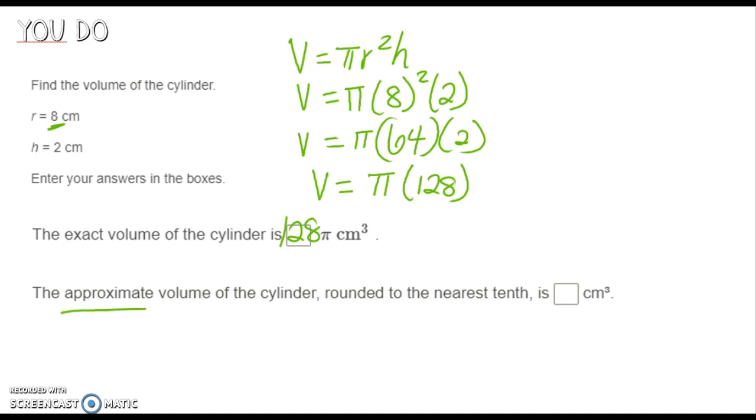Our approximate volume rounded to the nearest tenth, we're going to multiply that by pi, and you should get approximately 402.1 centimeters cubed. How did you do? Didn't quite get that? That's okay. Maybe go ahead and rewatch this part before moving on to the next example.